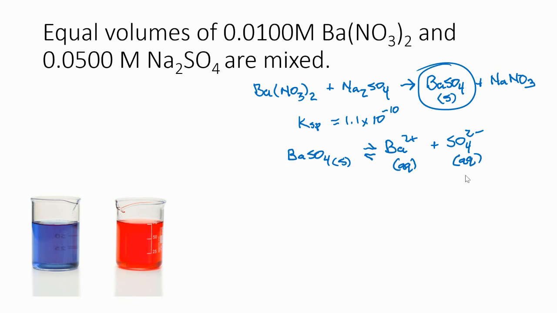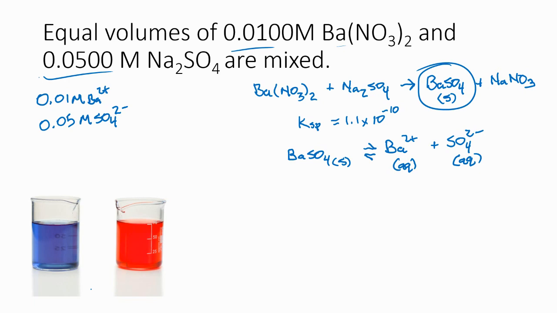Let's talk about that. This says I have 0.01 molar barium nitrate. That's actually the same thing as saying 0.01 molar Ba2+. Secondly, I've also got 0.05 molar Na2SO4. Well, that's the same thing as saying 0.05 molar SO4 2-. Now, I would love to plug these into an equation, but I can't. And there's a reason for that.